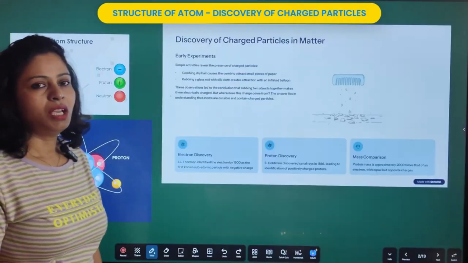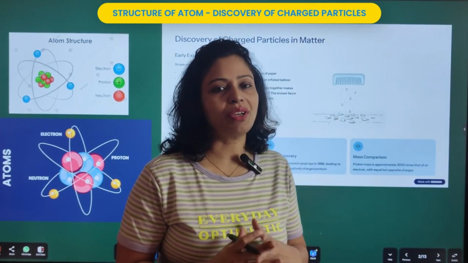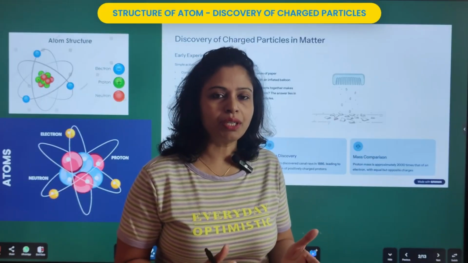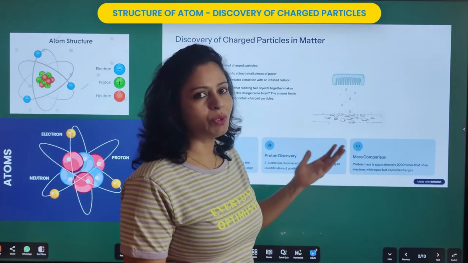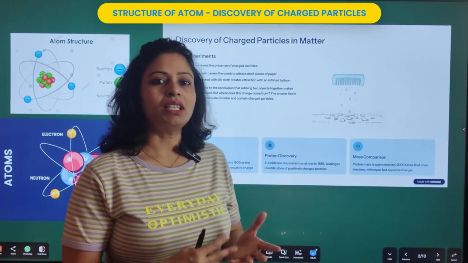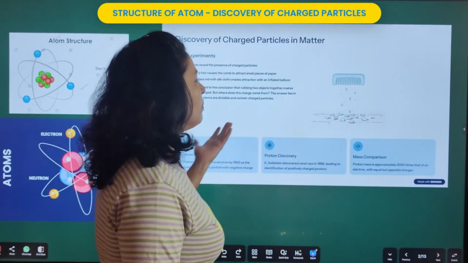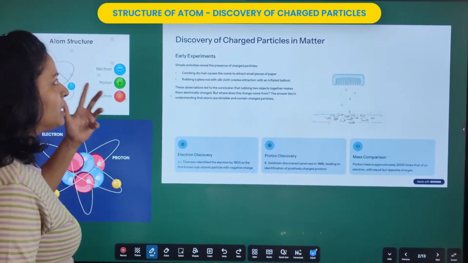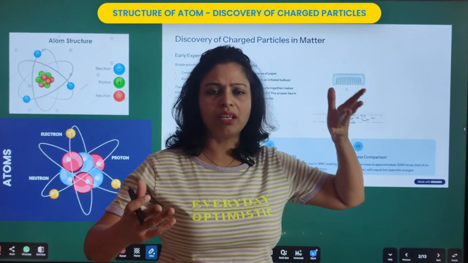Before studying this, we know the atom is the smallest unit of any matter in the world, right? So what does atom consist of? Now we know that there are charged particles present, right? But how were the charged particles discovered? There were simple activities done in different experiments. There is a simple activity even you can do at home.